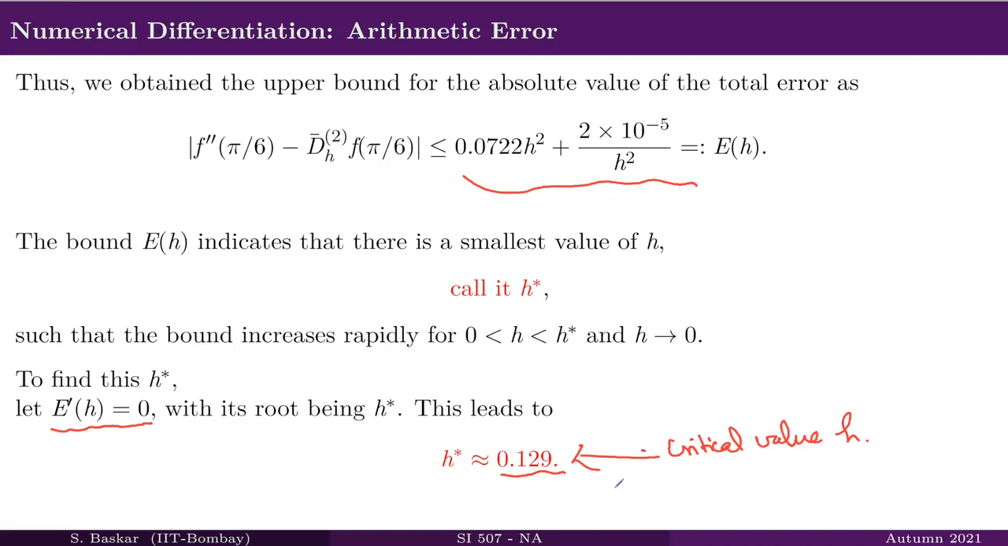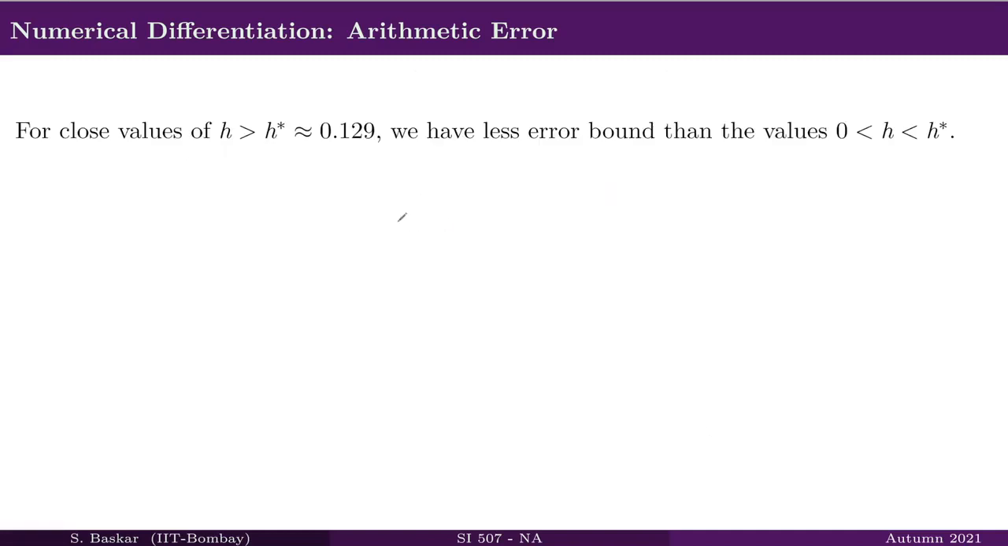That is the message. So the graph of the function e looks roughly like this. This is your 0.129. So if you take h somewhere here, then you are expected to get a smaller error. Whereas if you take h on this side, you are expected to get a larger error, right? So that is the idea.